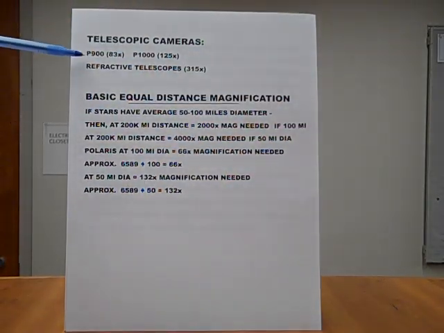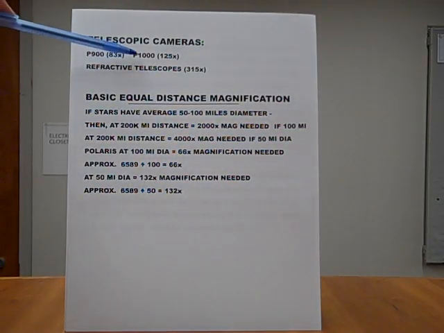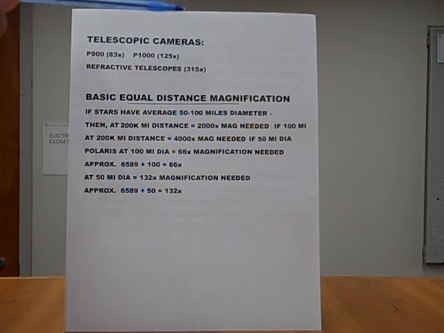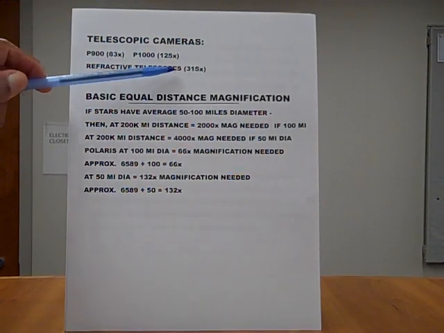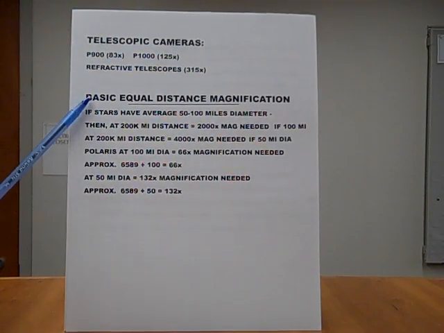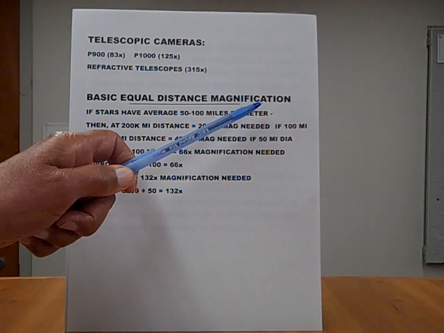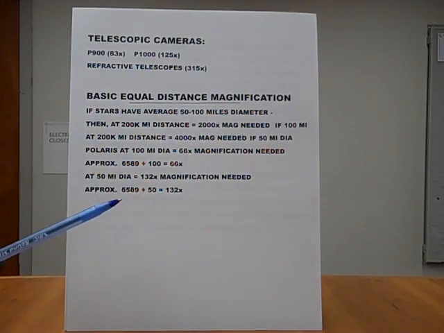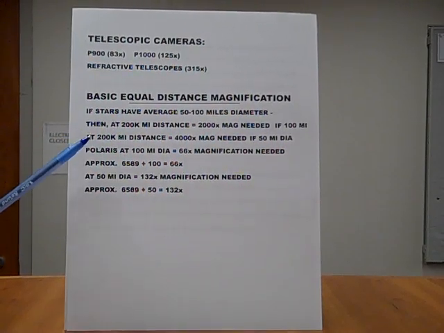Telescopic cameras: P900s have 83x, P1000s have 125x magnification. Refractive telescopes, if they're pretty good, have 315x magnification. This is basic equal distance magnification, a second method to let you know that light years do not exist.